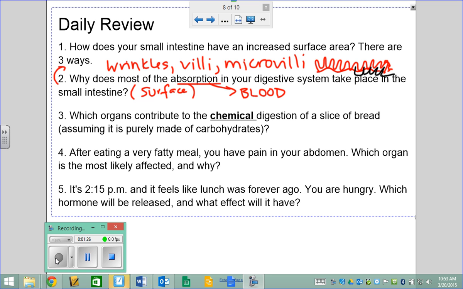Now for number three, the word chemical should make you think of enzymes. We're looking for, where do enzymes that digest carbohydrates come from? When we made our chart yesterday, I suggested to you that it might be worth your while to think about a carbohydrate and all the places that a carbohydrate is digested. And then the same thing for proteins and the same thing for fats. So I would think of salivary glands. Why? Because they produce saliva that contains salivary amylase. So that would be one of them.